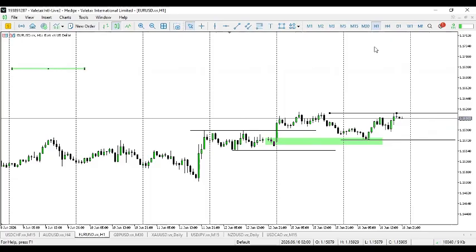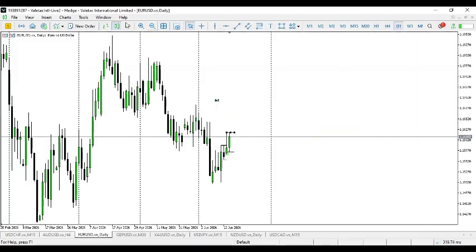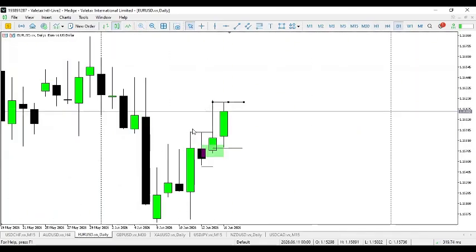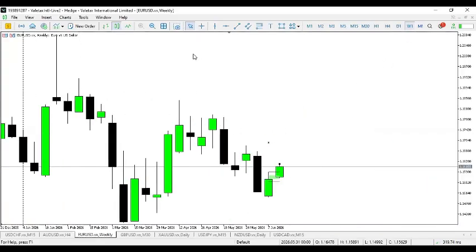Okay, weekly time frame. Now that is for day traders. Remember, if we break this down, you'll see we are marking the high and the low for an entire 24-hour period. Weekly time frame.